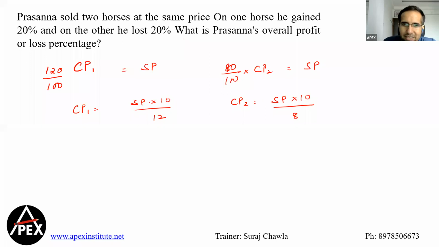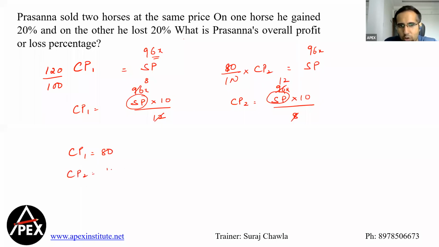For simplicity's sake, since it is the same selling price, let me take an LCM of 12 and 8, that is 96. So let me assume CP is equal to 96X. So what am I getting? If this is 96X, 12 ones are 12, eights are 8, so I get CP1 is equal to 80. And if this is 96X, 8 ones are 8, 12s are 12, so CP2 is equal to 120.